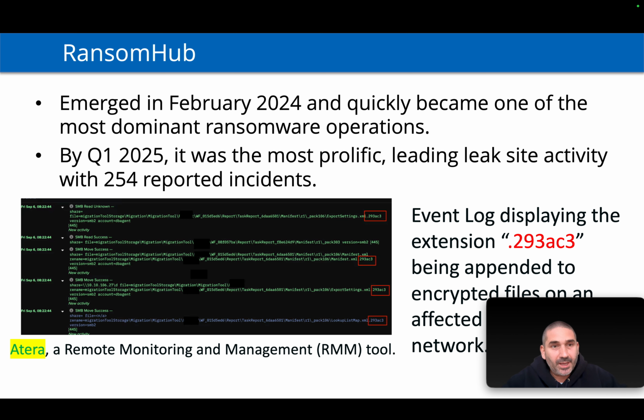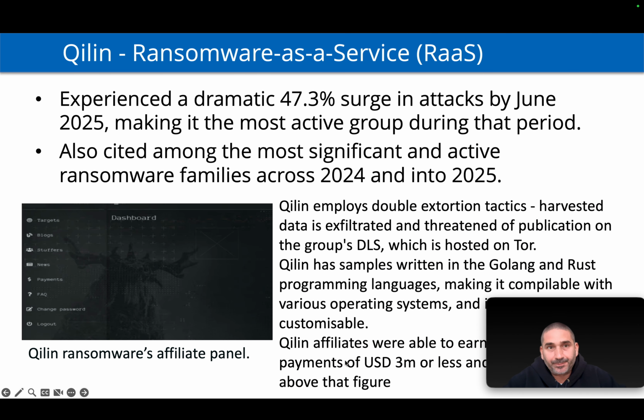So first one, RansomHub, which emerged in February 2024 and quickly became one of the most dominant ransomware operations. Event logs displayed the extension .293AC3, and you can see here an example of how that extension was detected, and it was installed using Atera, the remote monitoring and management tool.